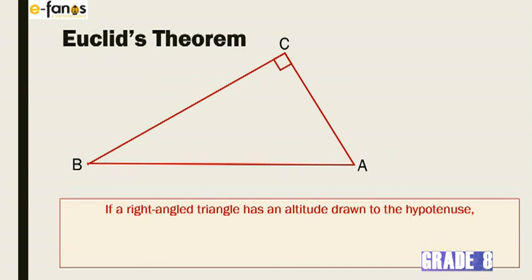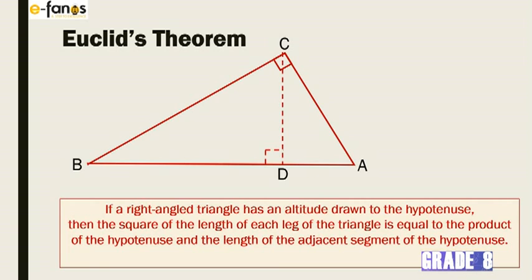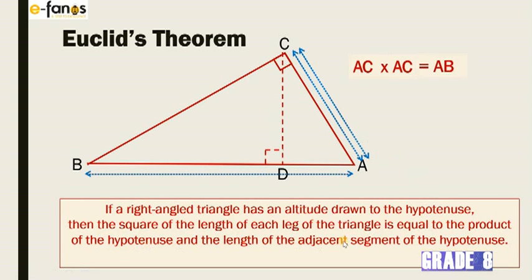Euclid's theorem says that if a right-angled triangle has an altitude drawn to the hypotenuse, like this, then the square of the length of each leg of the triangle, that's this length here, so AC times AC, is equal to the product of the hypotenuse, so that's AB, and the length of the adjacent segment of the hypotenuse, that's this segment here, so AD. In other words, AC squared equals AB times AD.